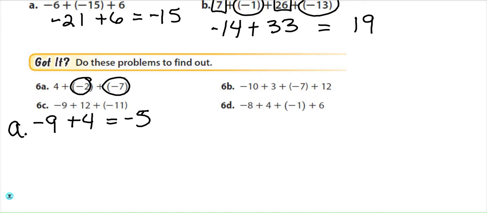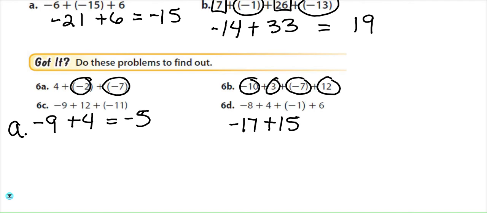Okay, let's go to 6B. I have -10 and -7. So negatives together, you just add them up. So that would be -17 on that team. And then I have 3 here and 12 here. So they have 15 people on their team. All right, same signs, add and keep; different signs, subtract. So 17 minus 15 would be 2. And then we keep the sign of the larger number. There's more negatives this time, so it's -2. Let's put a B there.